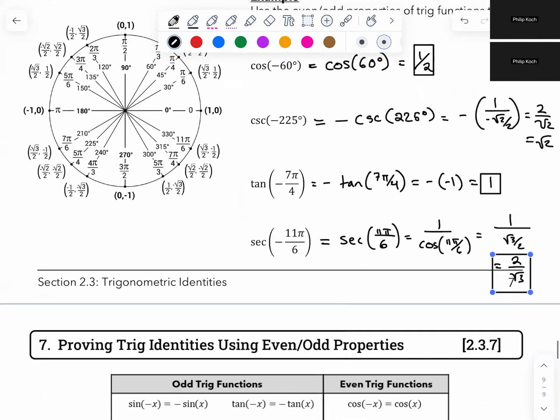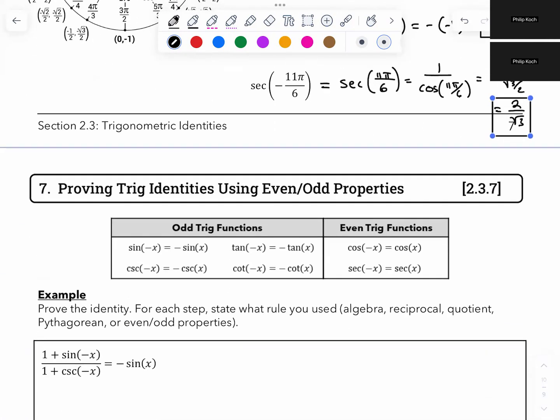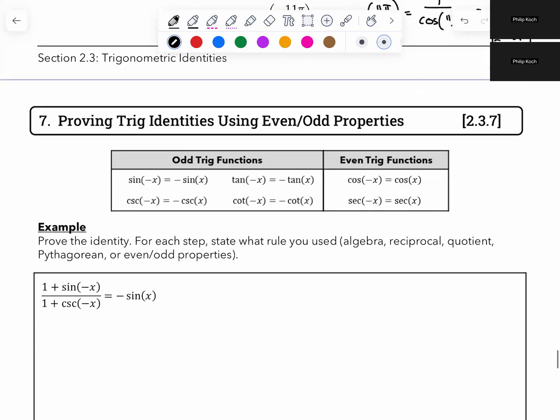All right. So now that we know what even and odd trig functions are, we will just use this knowledge. We're going to prove the identities using even and odd features and then everything else. Okay. So I would always recommend getting rid of the negative x's. Write it all in terms of x's if you can.